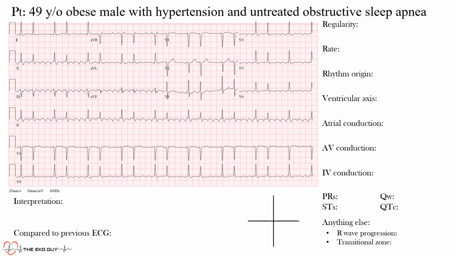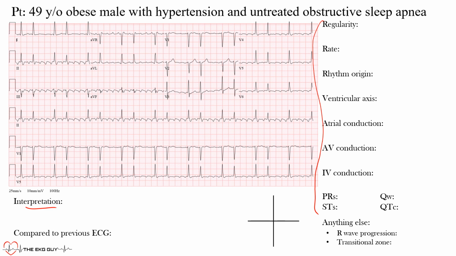So this patient, we have a 49-year-old obese male with hypertension and untreated obstructive sleep apnea. He presents with this EKG, and what I want you to do first is go through it on your own. Try to address these things here on the right side, all right? And then when you're done, come here and try to make a final interpretation. And then when you're ready, you can restart the video and we'll go through this together.